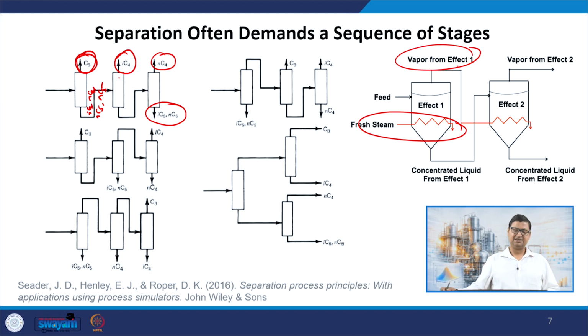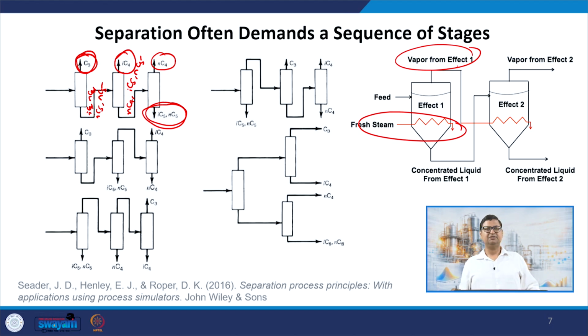In second stage, IC4 comes out as a product, and the remaining thing is now NC4, IC5 and NC5, and out of that NC4 is coming out in the third stage, and IC5 and NC5 basically comes out from bottom together as a mixture, right?